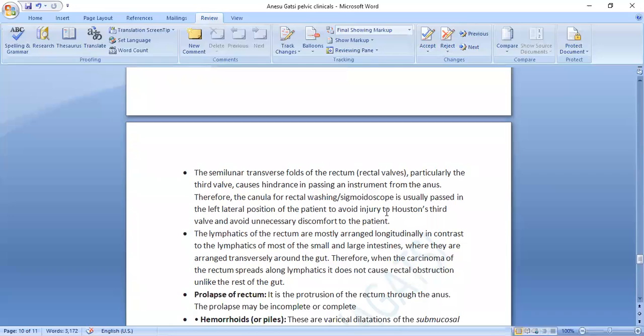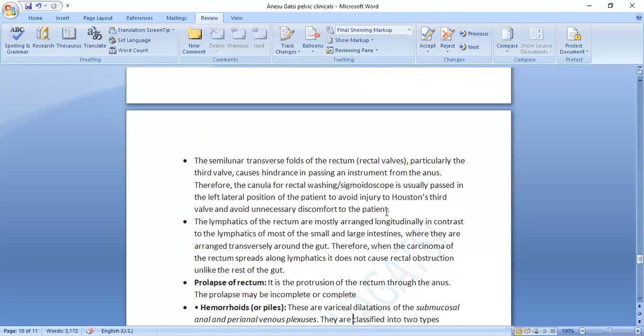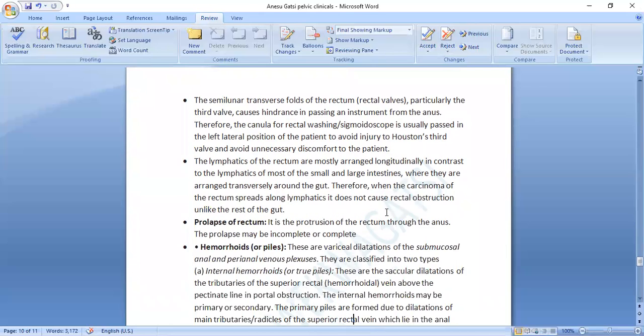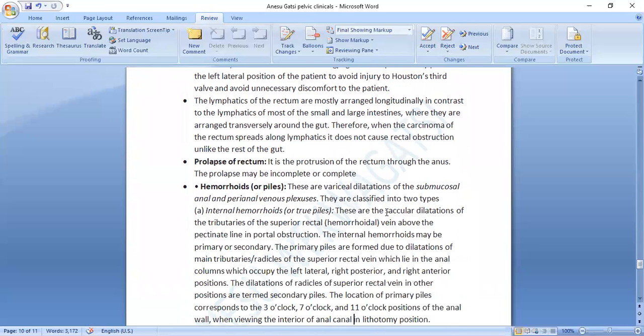Then prolapse of the rectum, we talked about it when we talked about loss of fat within the rectal fossae. So this is just protrusion of the rectum through the anus. So it may be complete or it may be incomplete. Then talking about hemorrhoids, now we have internal hemorrhoids and external hemorrhoids. So hemorrhoids in general are just variceal dilatations of submucosal, anal, and perianal venous plexuses.